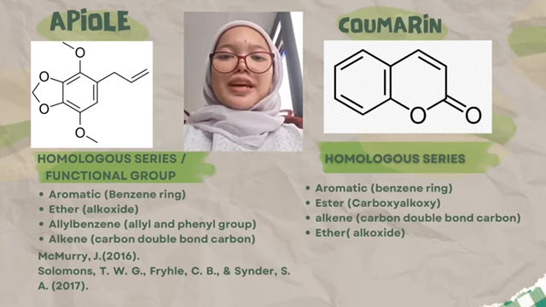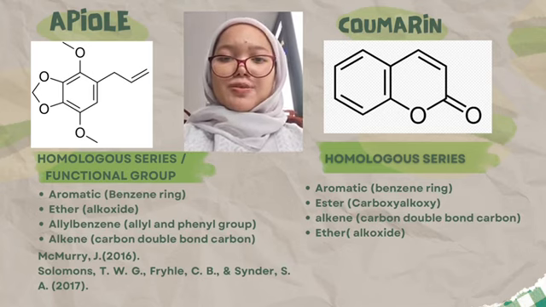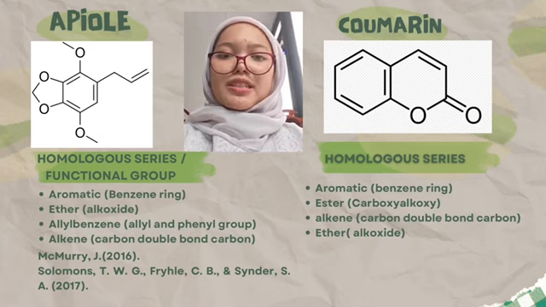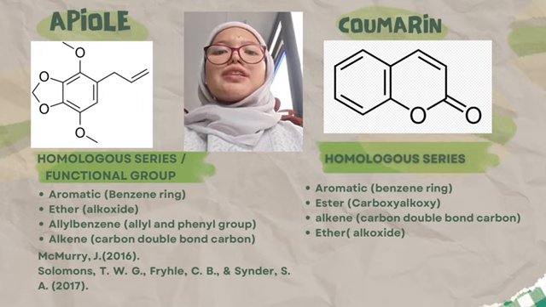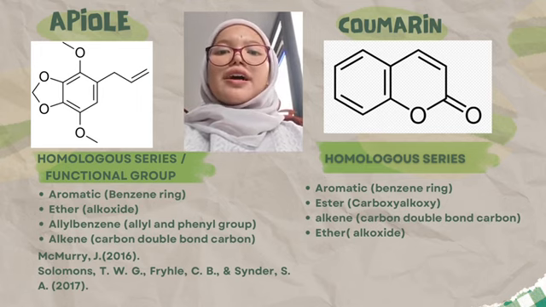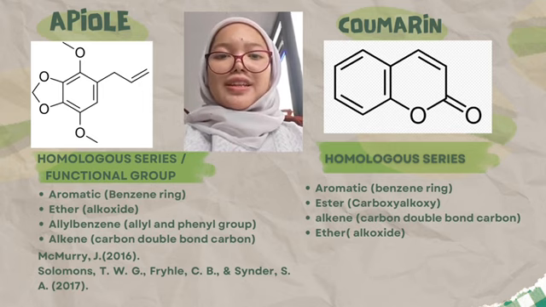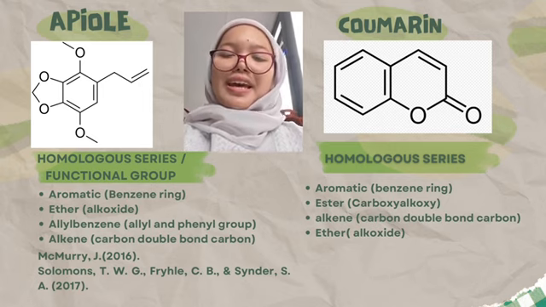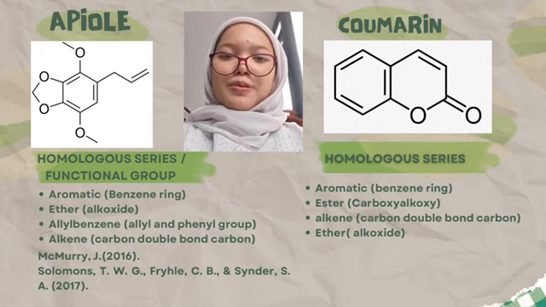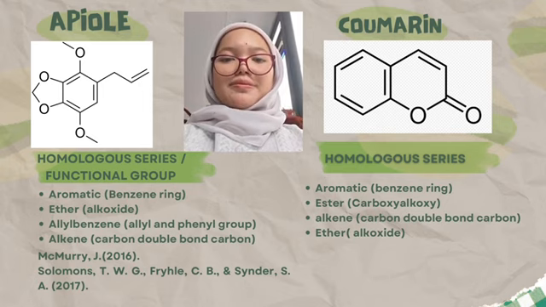Let's take a closer look at apiole, a naturally occurring compound found in parsley oil. First, we have the ether group, especially an alkoxy, which contributes to its solubility and reactivity. Then there is the allyl motif. This means it has both an allyl group and a phenyl ring, a combination often seen in bioactive phytochemicals. And finally, the alkene group, a carbon-carbon double bond, which plays a role in its chemical behavior and potential interaction.